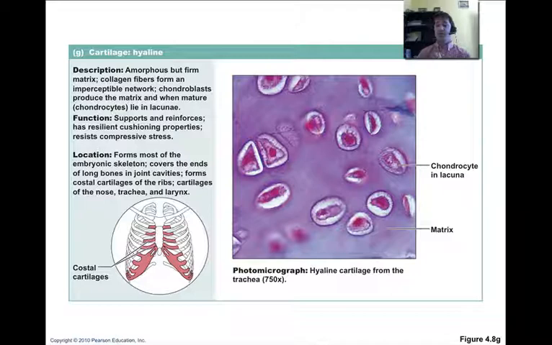So when you're developing, it forms most of your embryonic skeleton. It covers and protects the ends of long bones in your joints. And then it's found in the costal cartilage here. It's also found in some of the cartilages of the nose, trachea, and larynx.